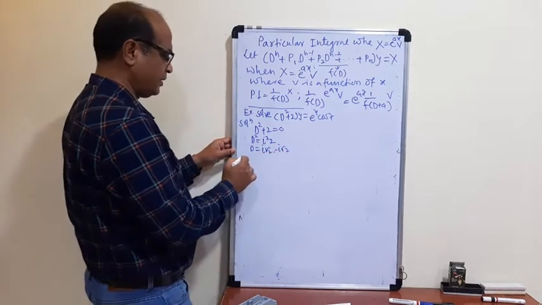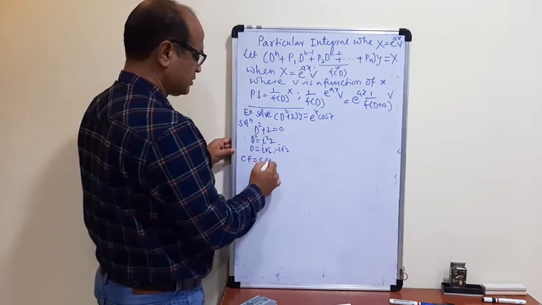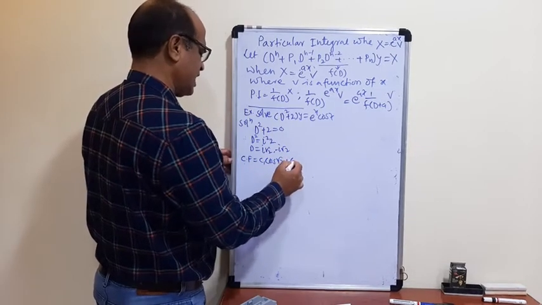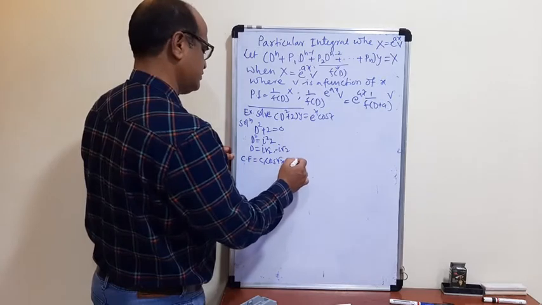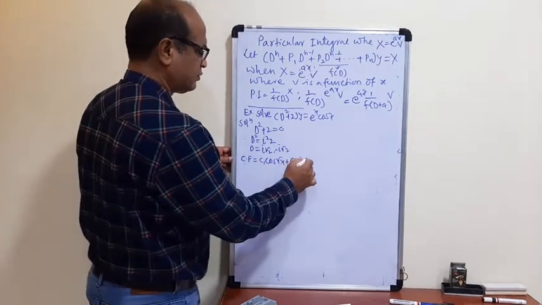So what is the complementary function? CF = C1 cos √2x + C2 sin √2x. These are very simple, so we can't discuss them in detail.